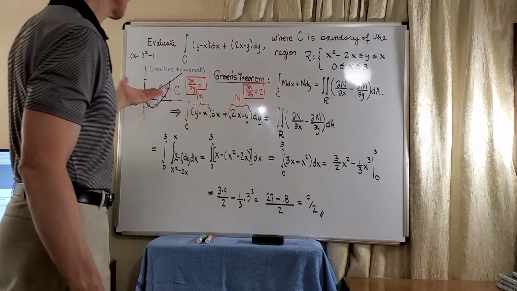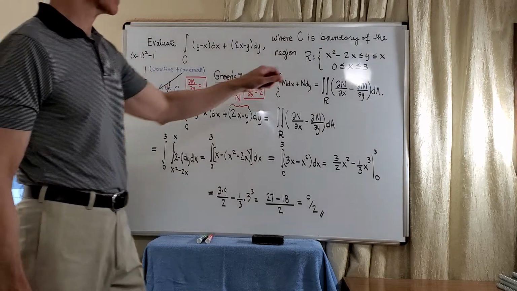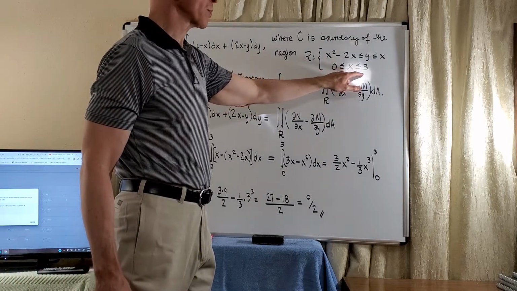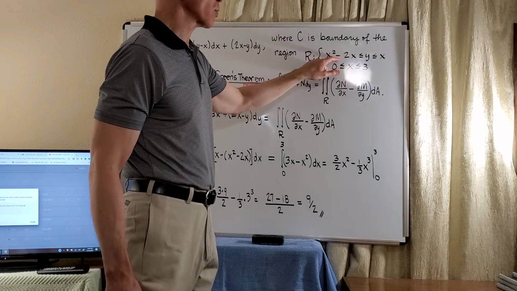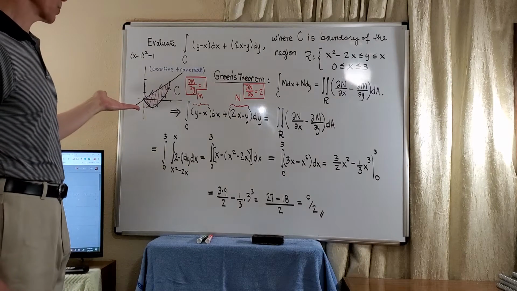Now, I went ahead and drew the region just so we'll have a visual of this. So basically, x runs from 0 to 3, and y runs from x squared minus 2x to x. And so this is our picture, very simple to draw.